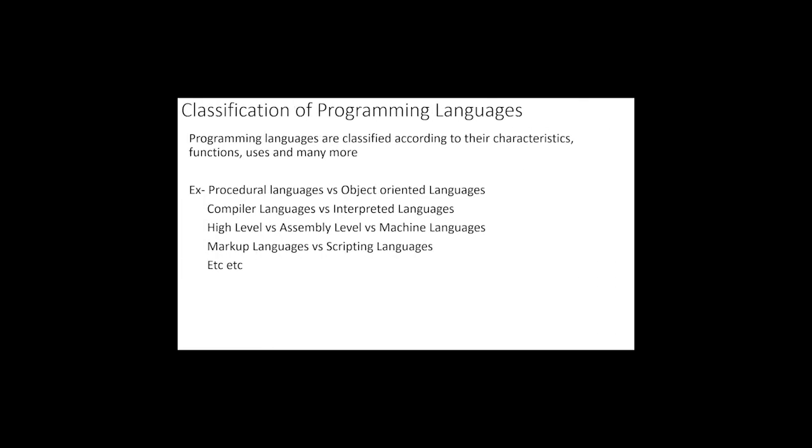How do we classify programming languages? Programming languages are classified on many bases, like their function, their use, their characteristics, etc. I mentioned some of the classifications here, like procedural languages versus object-oriented, compiled versus interpreted, high level versus assembly versus machine. I'll explain them in the next slide.